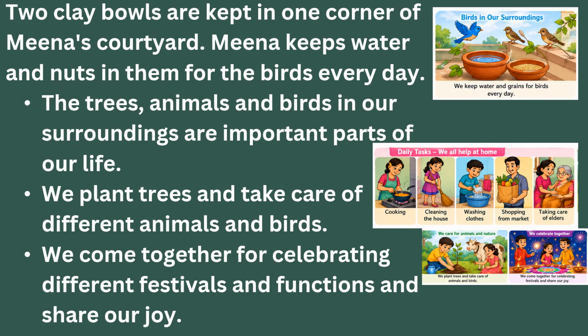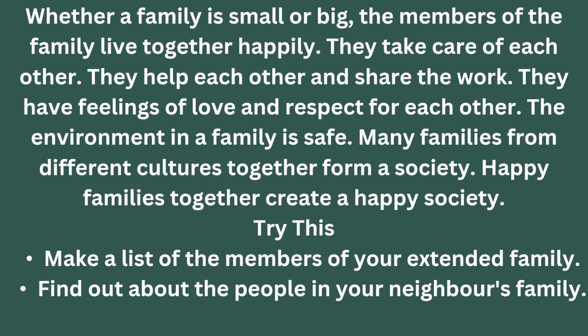Some people care for the family outside in the surrounding. For example, two clay bowls you keep outside, one with water and the other with grains for the birds. The trees and animals are in the surrounding and they also play an important part in our life. Now we plant trees, take care of birds and animals. We consider them as family, but they do not stay with us. We come together with our neighbors to celebrate different family functions and share our joy.